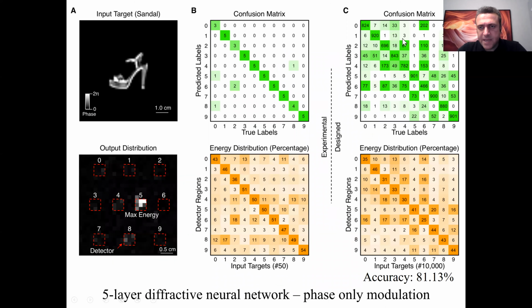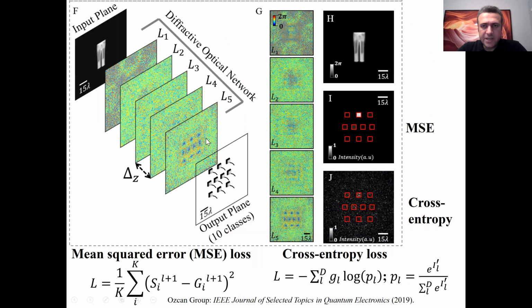This is the confusion matrix for this task, which is more difficult than the handwritten digit classification. That's why the accuracy here was initially, as shown here, about 81% through 5 layers and phase-only modulation. Later, I'll share with you results that push this by another 10%. For Fashion MNIST, we're about 91% inference accuracy. These were some of the initial results.